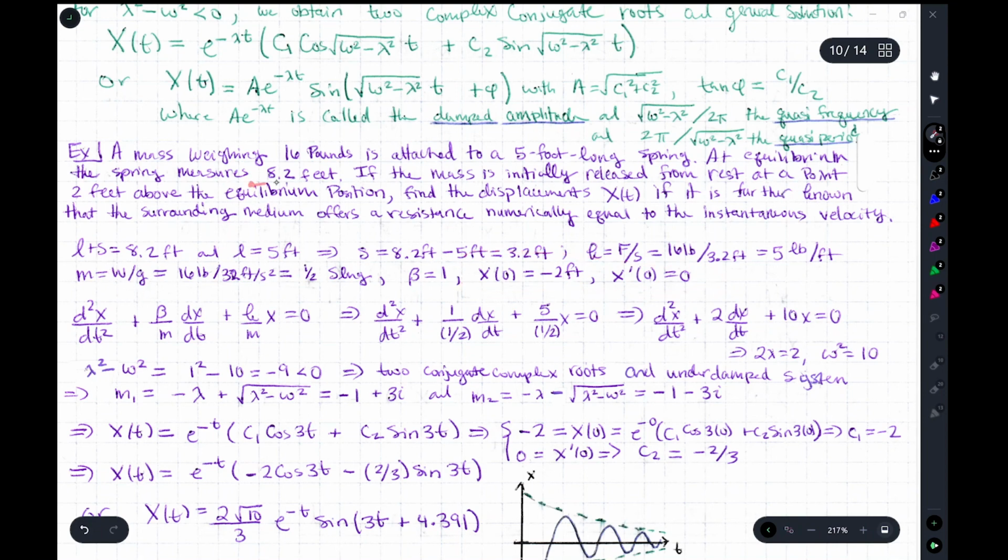Now, this 8.2 is when the spring is stretched, okay, at equilibrium with this 16 pounds applied from this mass, okay? So that's L plus S, actually, where S is this extra stretching that occurs due to gravity. L is 5 feet. That's the natural length of the spring. And so this S is 3.2 feet. Why do we want that? Well, we want K. And to get K, we have to apply a force. We're going to apply a force of 16 pounds. And over the extension, 3.2 feet beyond the natural length, we get 5 pounds per foot.